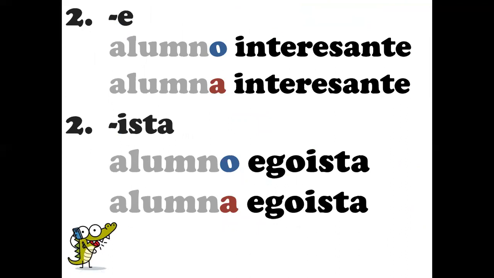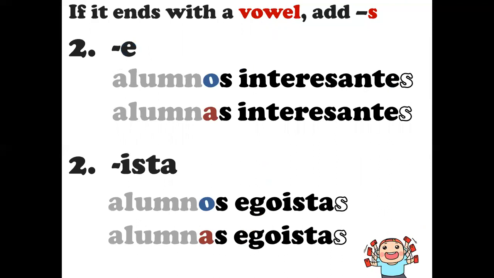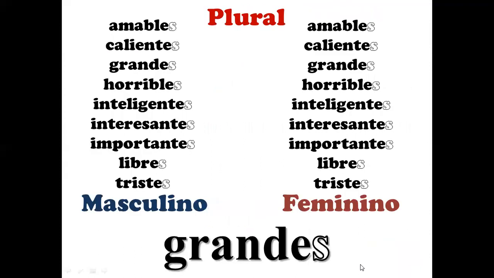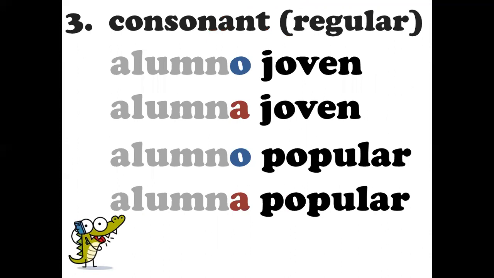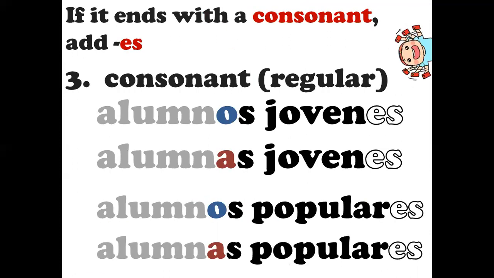It goes for the second one as well. Alumno interesante, alumna interesante, egoísta, egoísta. Just put an S on the end. So that rule functions for both, right? But there's no gender here, you see. Alumnos interesantes, alumnas interesantes, alumnos egoístas, alumnas egoístas. All right, so you see, again, the examples with plural. If it ends in a consonant, you see the plural version here, no gender in this particular case, in the regular ones. It follows the same rule as the nouns do. If it ends in a consonant, add ES.